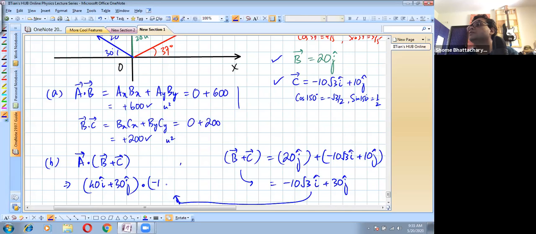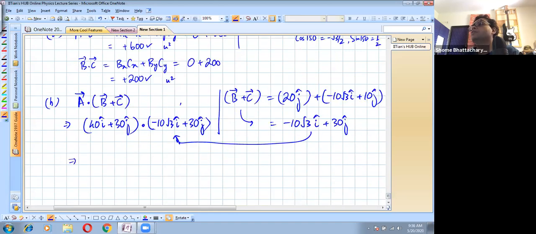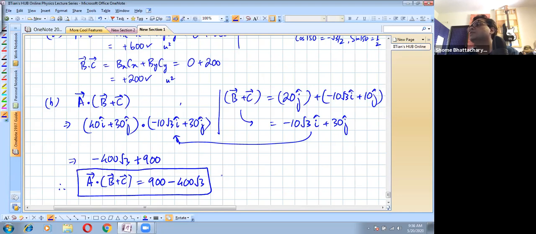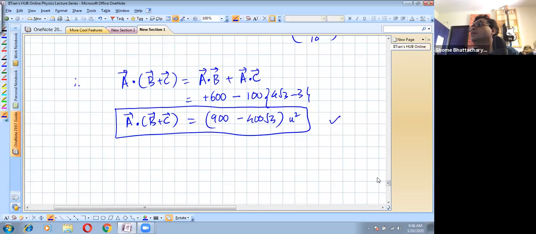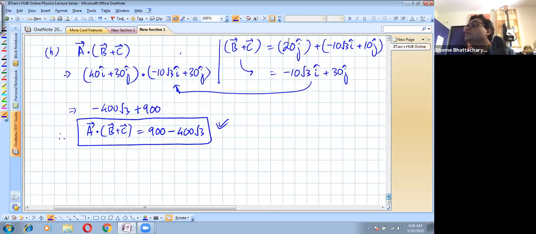So that becomes product of X components. So that is minus 400 root 3 plus product of Y components. So that's 900. So there you go. Therefore, you can take 100 common or whatever, it doesn't matter. But this becomes this answer, which you can see will match the earlier answer we had written. This. Okay. So anyway, I'm just going to leave you with the steps for a little bit.